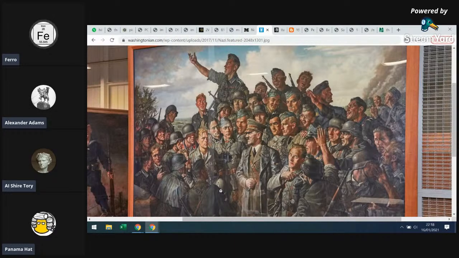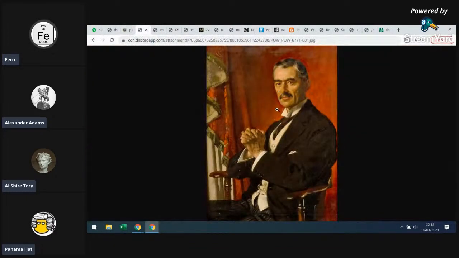Yeah, I just find Hitler so uninspiring. He's just such an anti-hero. I think there's more heroic qualities in the Chamberlain portrait than that one.